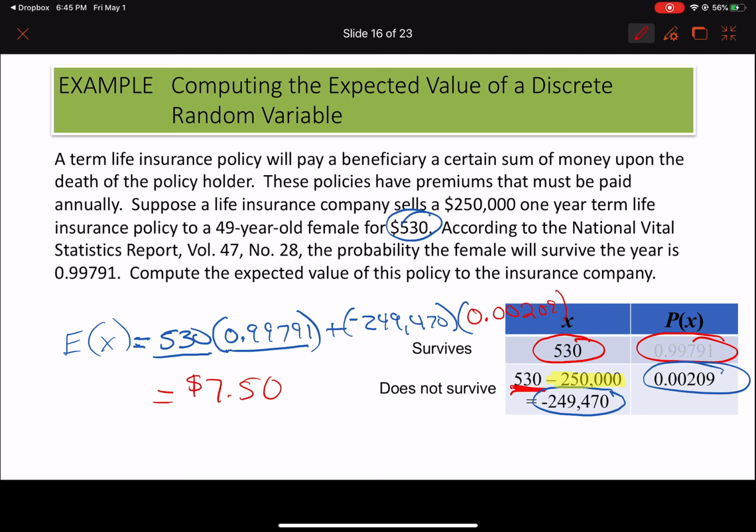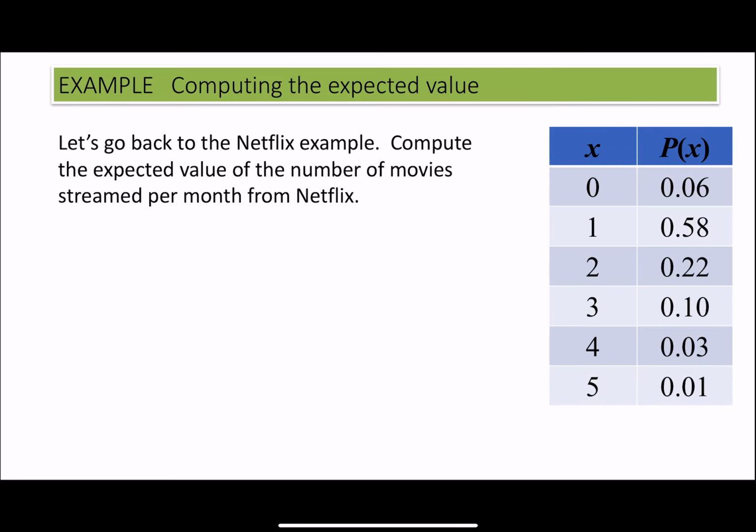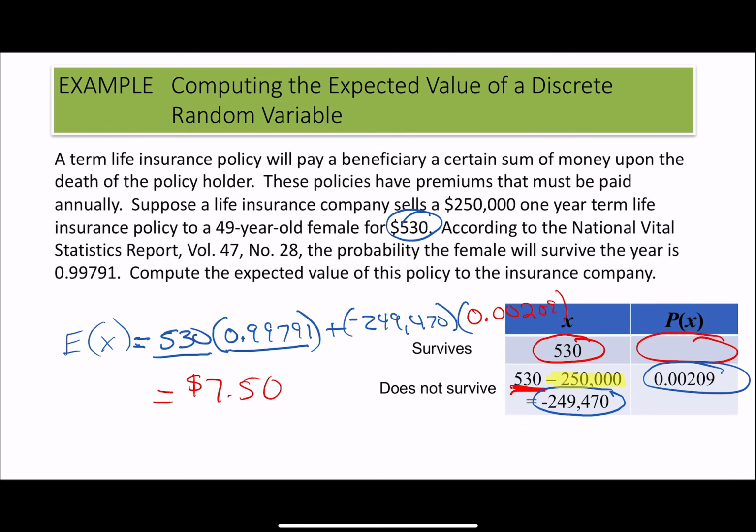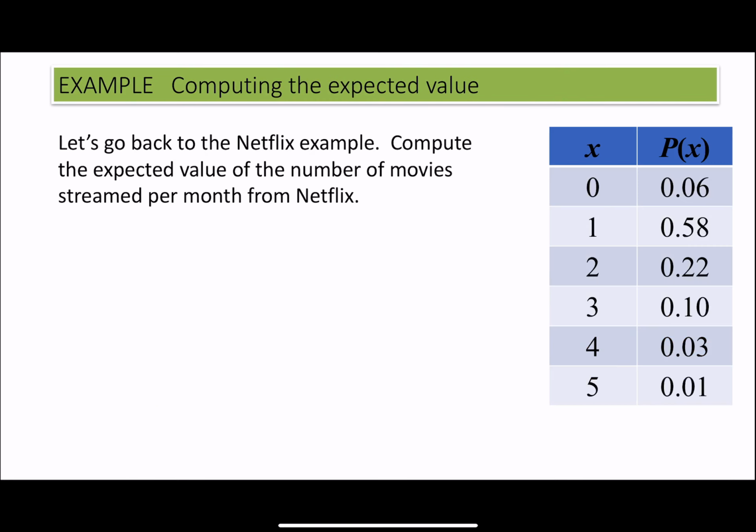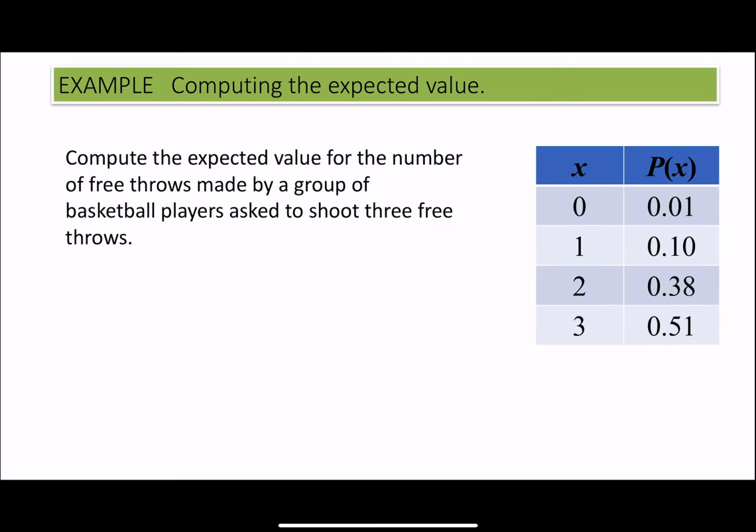So let's go do another one. Let's see here. Where am I? I'm having issues. Okay. We already computed that expected value, didn't we? Let me see here. Yeah, we did. We already computed the expected value for the Netflix. So I would like you to try this one.